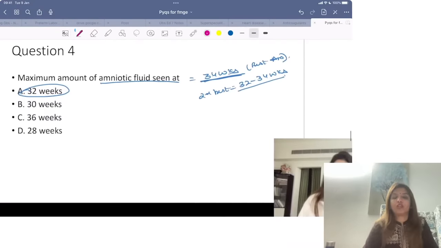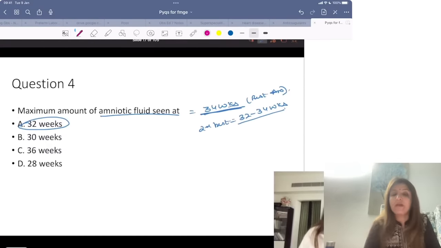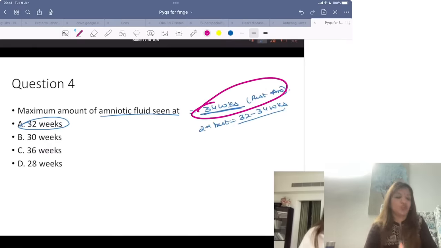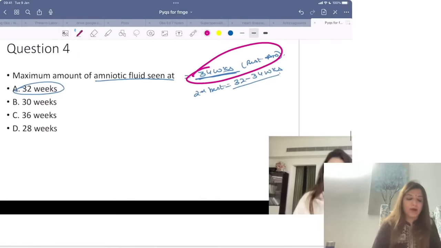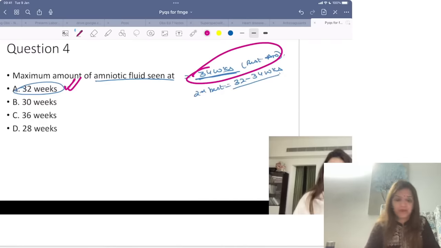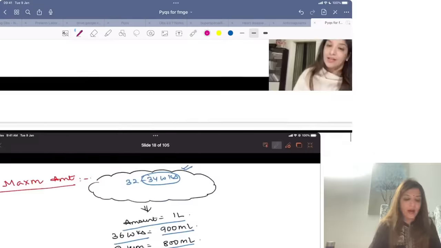Maximum amount of amniotic fluid is seen, please remember, when? At 34 weeks. And what is the range? 32 to 34 weeks, right? So the maximum amount is at 34 weeks, and the range is 32 to 34 weeks. So in your question which came, you are going to mark the answer as 32 weeks here. Clear?